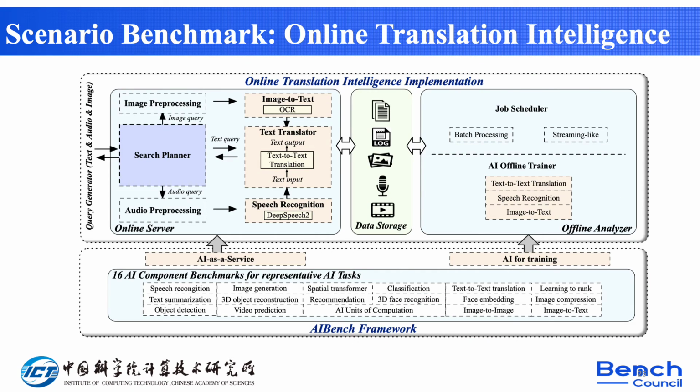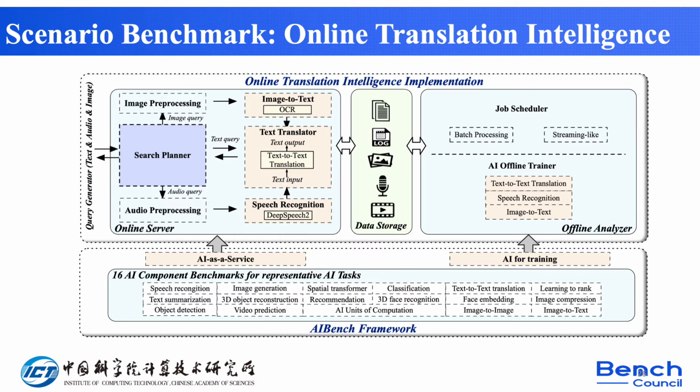In online translation intelligence, the query generator simulates concurrent users and sends either a text, an image, or audio to the online server. The configuration information is the same as that of e-commerce intelligence. The audio converter receives an audio query and regularizes the text information with the audio. It first converts input audio into a WAV format and reuses the speech regulation component.